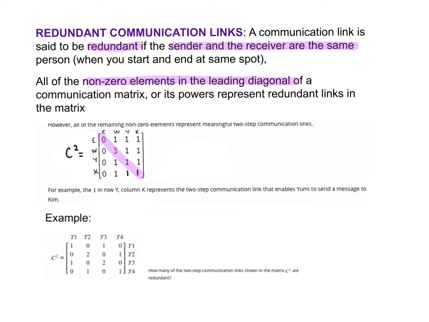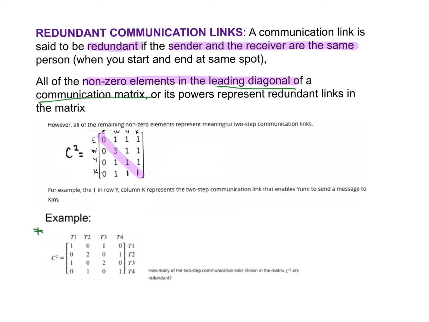So if it's going back to yourself, the same person, it's redundant. So all the non-zero elements in the leading diagonal of a communication matrix or its powers, because we saw it in C2, are redundant. Okay, so let's have a look at this little example down here.